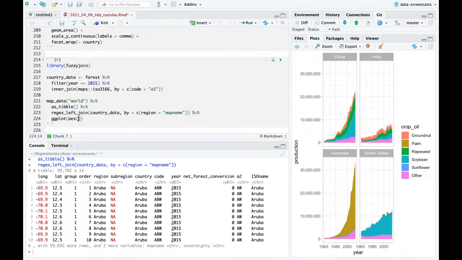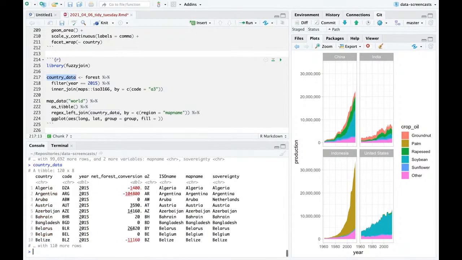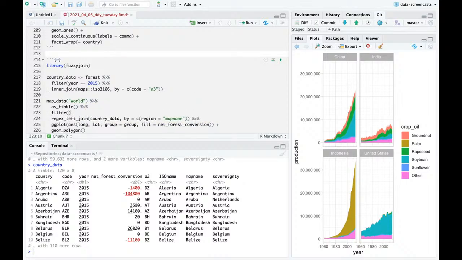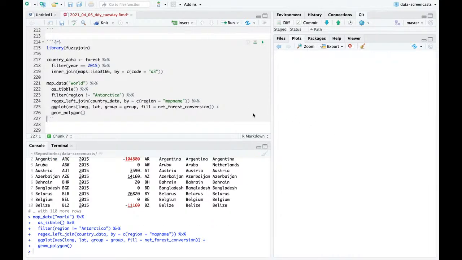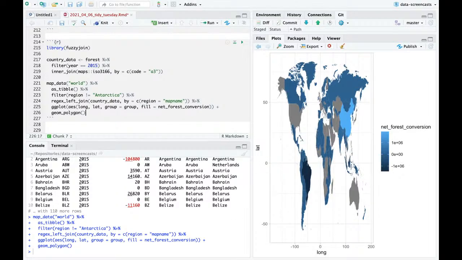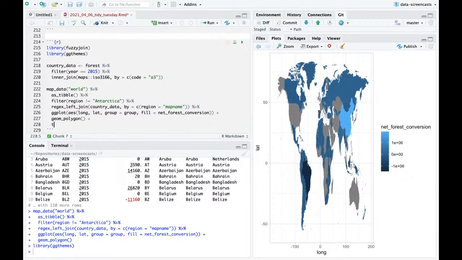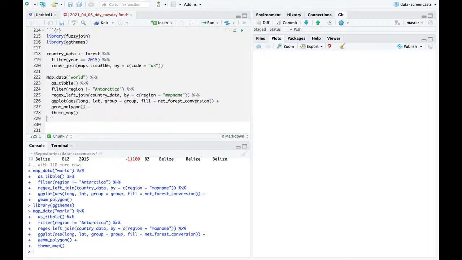And once I have this, I can actually do long, lat, group equals group, fill equals our key number, which in this case is net forest conversion, geom polygon. And hey, I'm going to say filter region is not equal to Antarctica. Look at that, just like that, we have a map. I can throw in a ggthemes, because I like theme map.